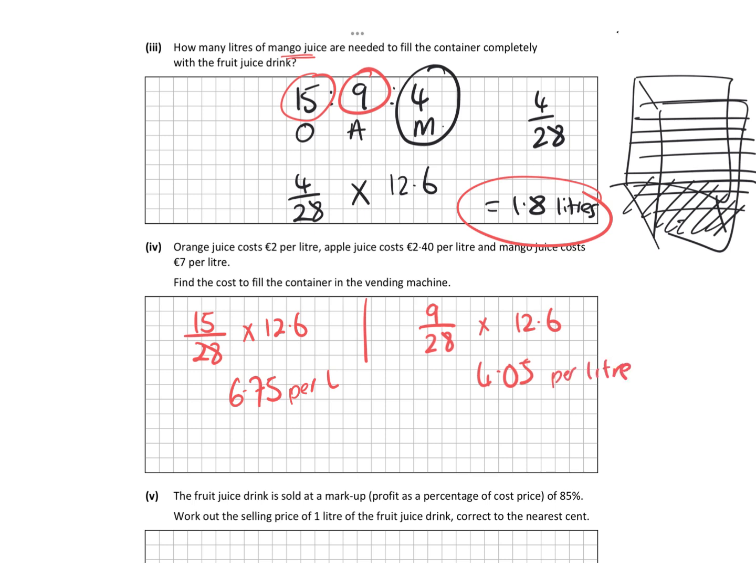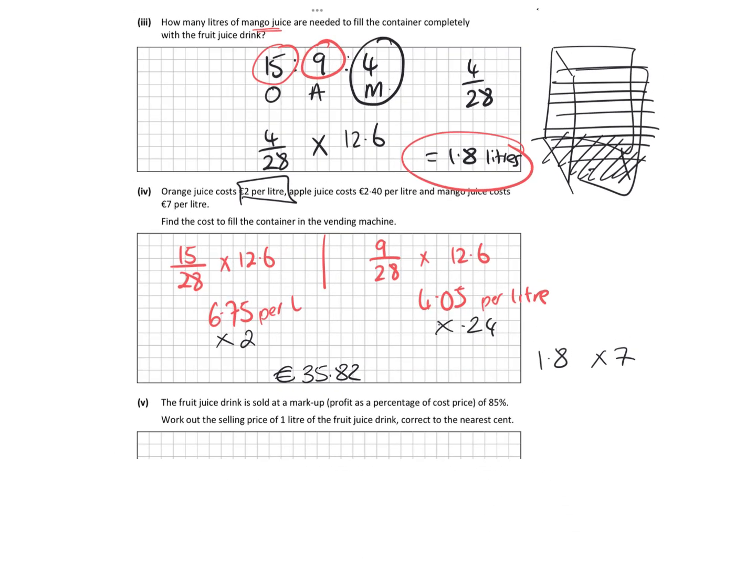And once we have that now, orange juice costs €2, so we multiply that. Apple juice costs €2.40, so multiply that by 2.40, and then mango juice, there's 1.8 litres of mango juice, we're going to multiply that by €7. So your total here, what you're looking for is 35.82 in your total.